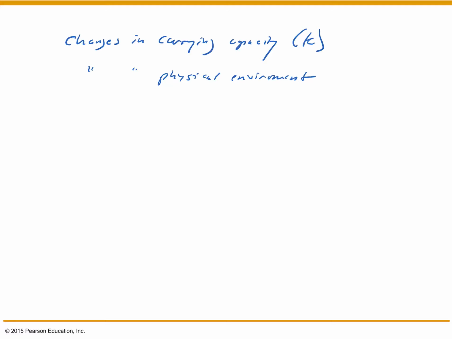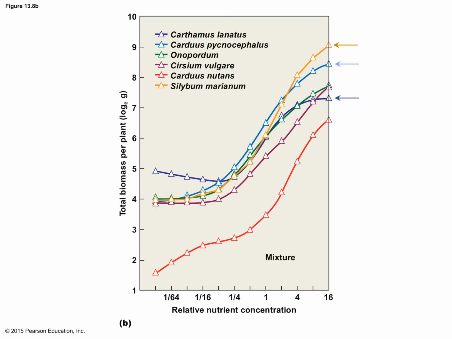So plants were grown in monoculture of single species and in a mixture of all 6 species grown together. 11 nutrient treatments ranging from 1/64th to 16 times the recommended concentration of some standard nutrient solution were applied. And after 14 weeks, the plants were harvested and their dry weights obtained to get a measure of biomass.